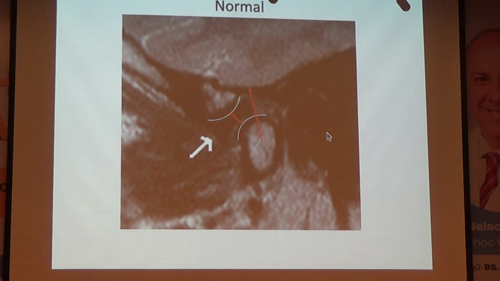If the patient is capable to move the condyle, catch the disc, continue, get back and don't lose the disc, okay.